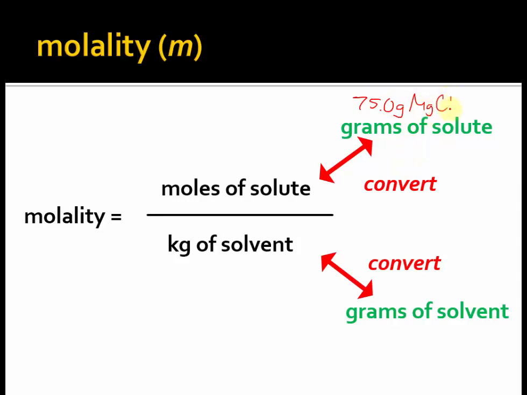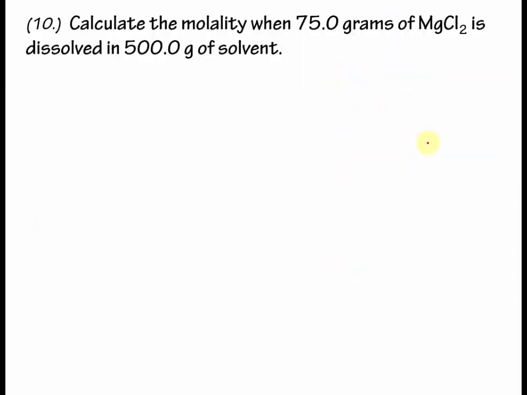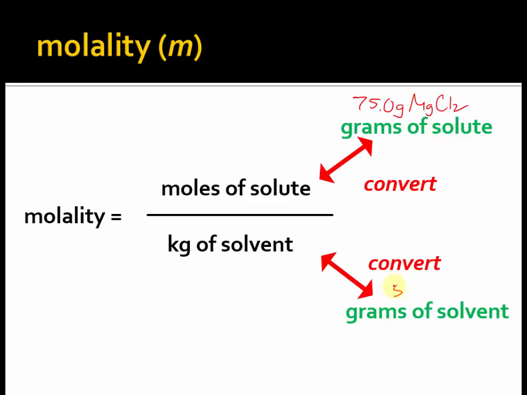And I've got 500 grams of solvent. That's this value on the bottom. And I'm going to convert both of those along the red arrows. So in order to find molality, which is what we're looking for in this problem, I'm going to need to convert grams into moles and grams into kilograms. And I'll get my molality by dividing those into each other.